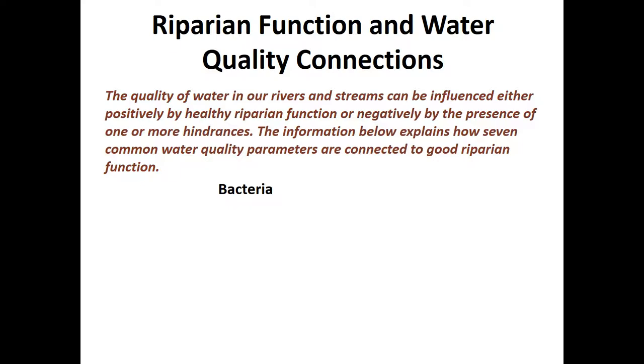Second, you have total suspended solids, or TSS. These are a measure of materials or particles, like soil and minerals, that are suspended in the water and can be trapped by a filter. Riparian vegetation helps to slow runoff and allows for solids to settle out before entering the stream.